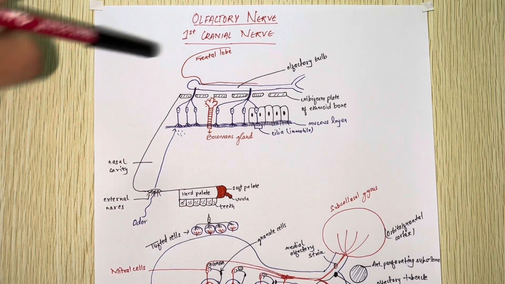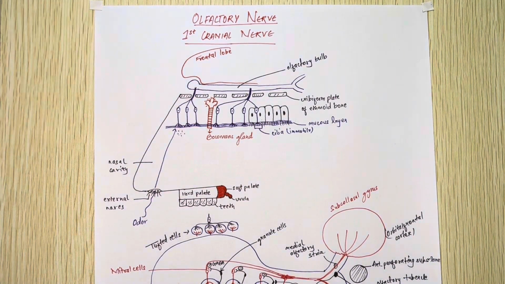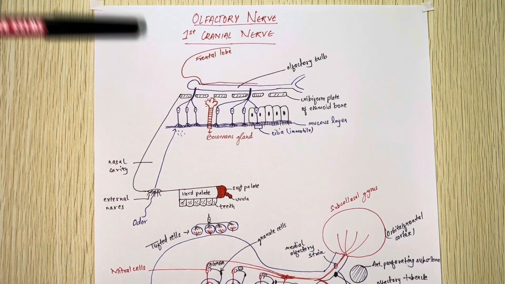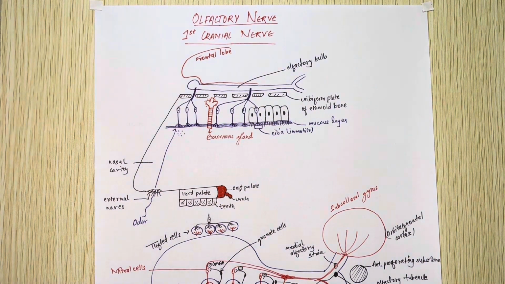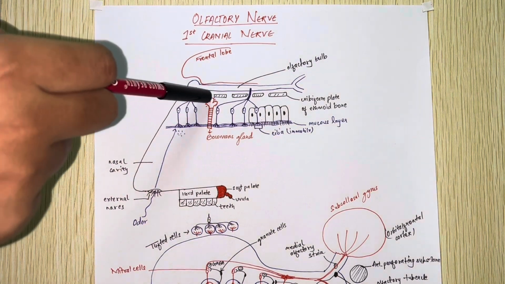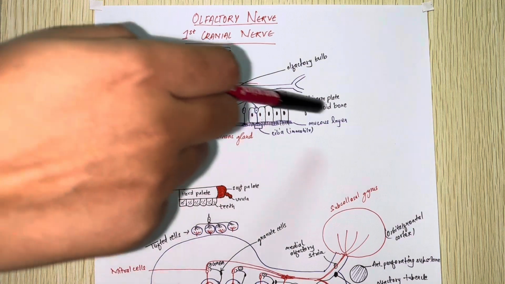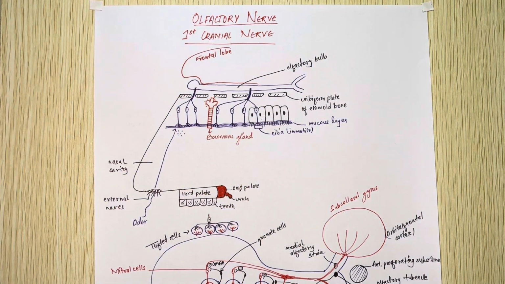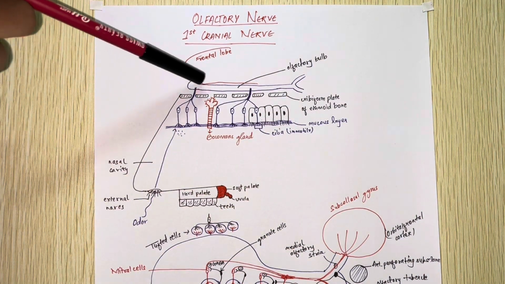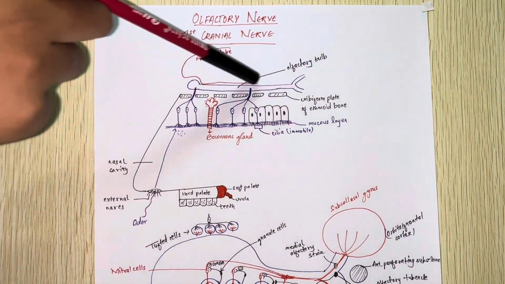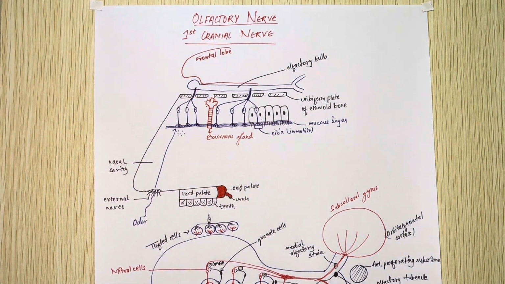Now the group of axons of olfactory neurons come to fuse together to form an olfactory nerve, which then passes through the cribriform plate. This is the cribriform plate of the ethmoid bone, leading into the olfactory bulb. This blue colored structure is the olfactory bulb, which lies just below the frontal lobe of the cerebral cortex.